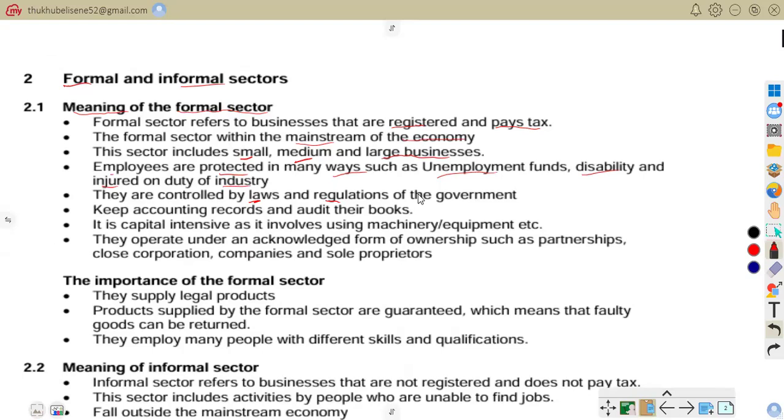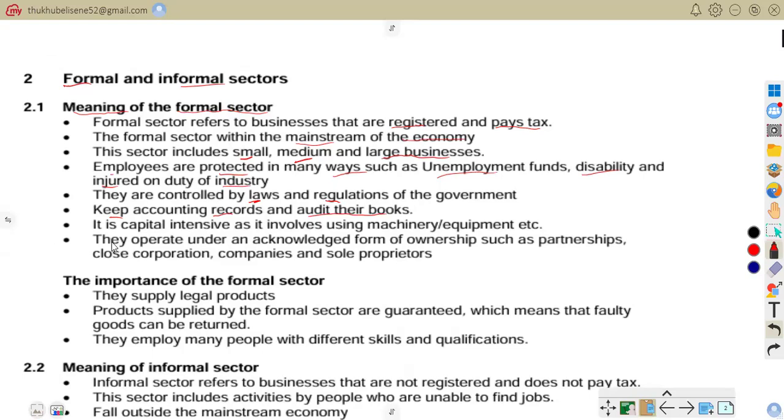Businesses must follow labor laws, for example, keep accounting records and audit their books. So they record all their financial activities. Companies must prepare financial statements, like the income statement, the statement of financial position, and the cash flow statement. They must keep records, and their books are to be audited.